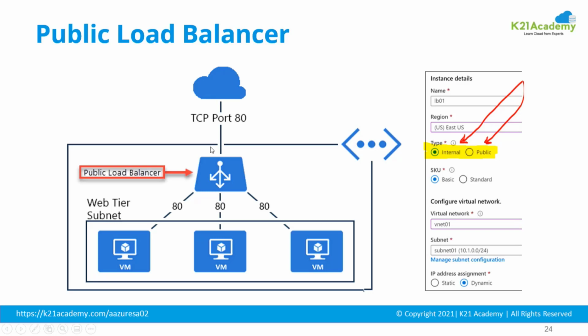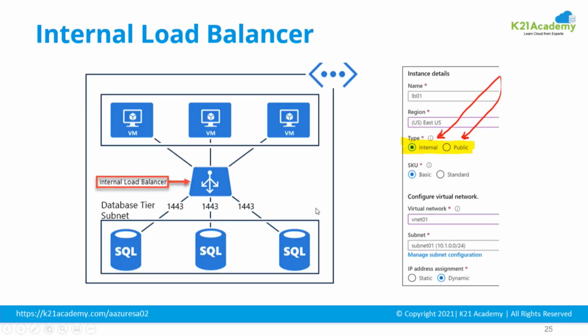In this case, it's listening on port number 80 and then forwarding requests to the backend servers on port number 80. It can also listen on multiple port numbers like 80 and 443 and then forward them to either one single port number 80, or to multiple port numbers like 80 and 443, or whatever. These are all configurable options. So this is the public load balancer.